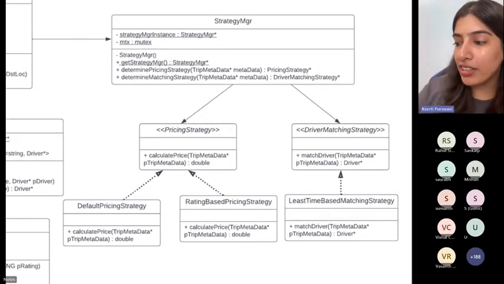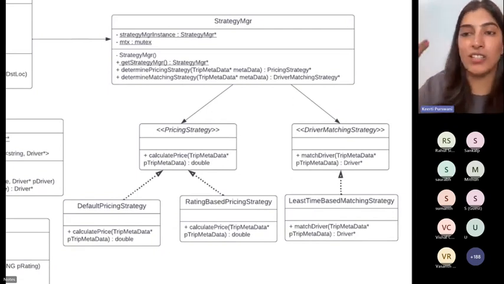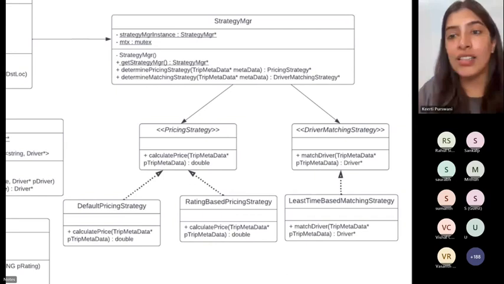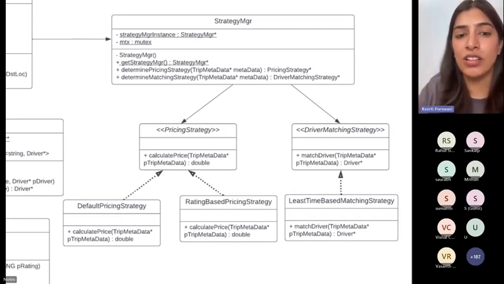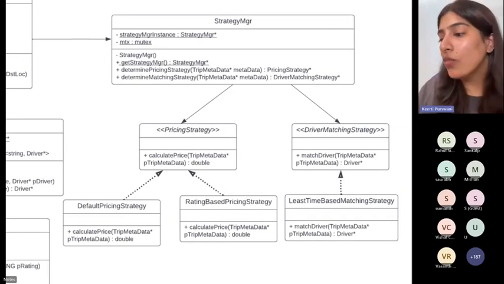Over here, actually, this line from strategy manager to pricing strategy should have been dotted. So this is wrong, actually. From strategy manager to pricing strategy and to driver matching strategy, it should have been a dotted line. So any line that goes to an interface should be a dotted line. Does it make sense, guys?